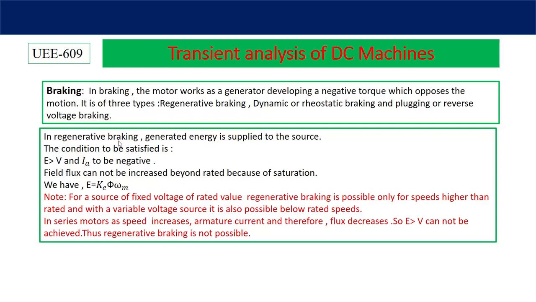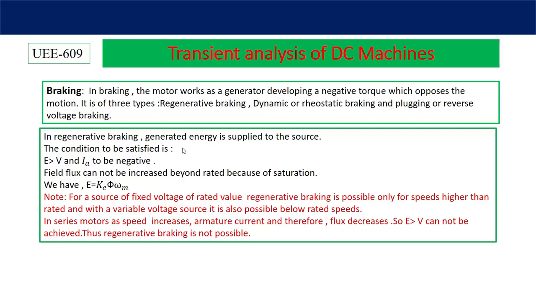So in regenerative braking, the generated energy is supplied to the source. Whatever energy is developed at the time of braking, by reducing the speed from the running speed to a lesser speed or 0, that generated energy is supplied to the source, and that can also be done with the help of a power electronics converter. In detail we will see in case of induction machine drives. Now in case of DC machine drives, some condition is to be satisfied, otherwise this regenerative energy will not be able to feed back to the source again.